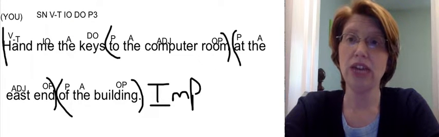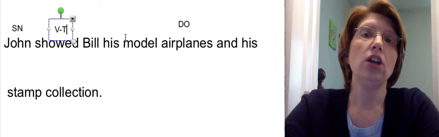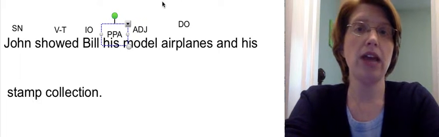Okay, did you get that? I hope you got it yesterday. Let's go to the next one. John showed Bill his model airplanes and his stamp collection. Who showed Bill his model airplanes and his stamp collection? John, subject, noun. What is being said about John? John showed, verb. Showed what? Airplanes, verify the noun. Does airplanes mean the same thing as John? No. Airplanes, direct object. Showed, verb transitive. Showed airplanes to whom? Bill, indirect object. What kind of airplanes? Model, adjective. Whose airplanes? His, possessive pronoun adjective.